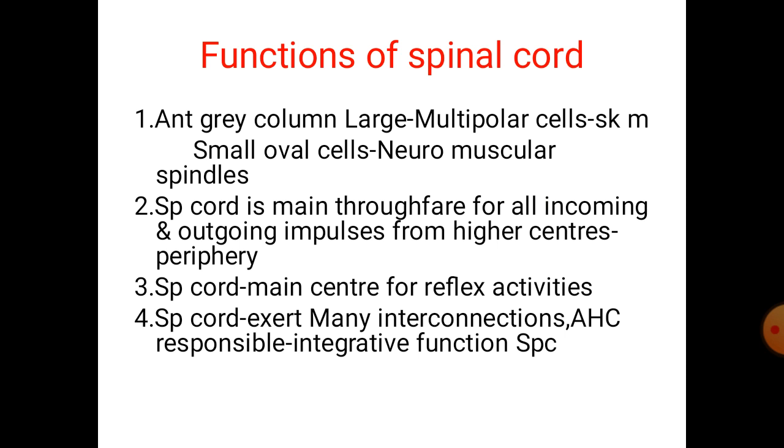Spinal cord is the main center for reflex activity. Spinal cord exerts many interconnections through the anterior horn cells, through the interneurons, and the anterior horn cell is responsible for the integrative function of the spinal cord. So the anterior horn cell has multiple connections with the sensations, with the pyramidal tracts, with the extrapyramidal tract. So many interconnections are there, and ultimately the anterior horn cell is responsible for the integrative function of the spinal cord. What happens if you remove the spinal cord?